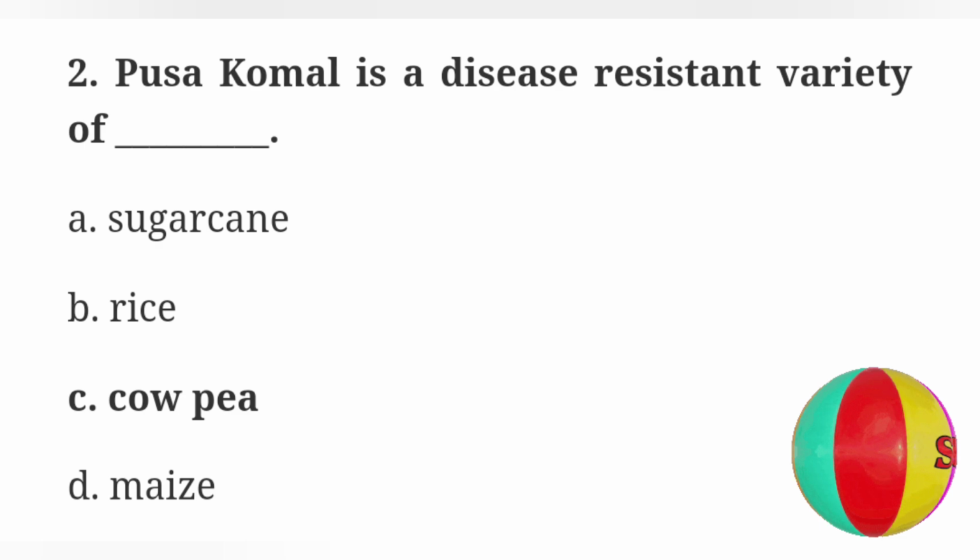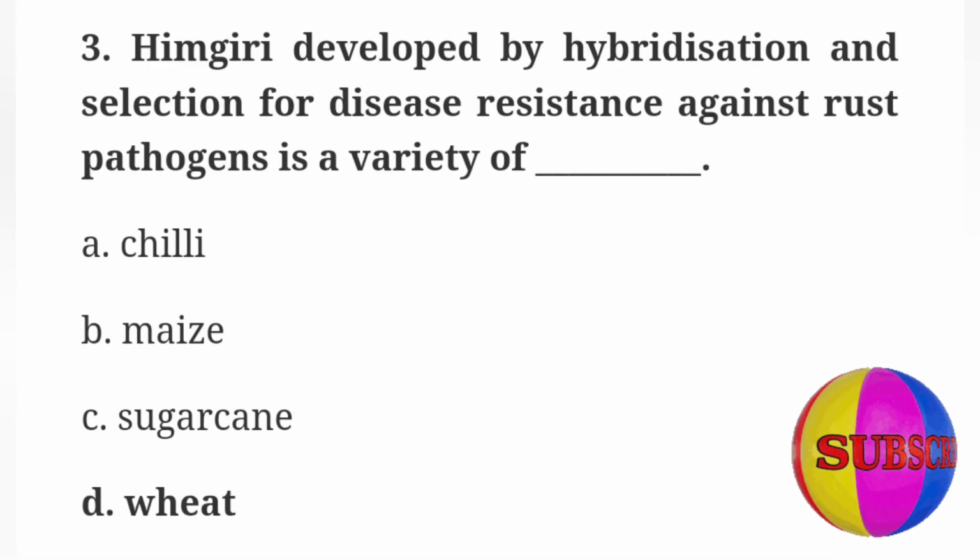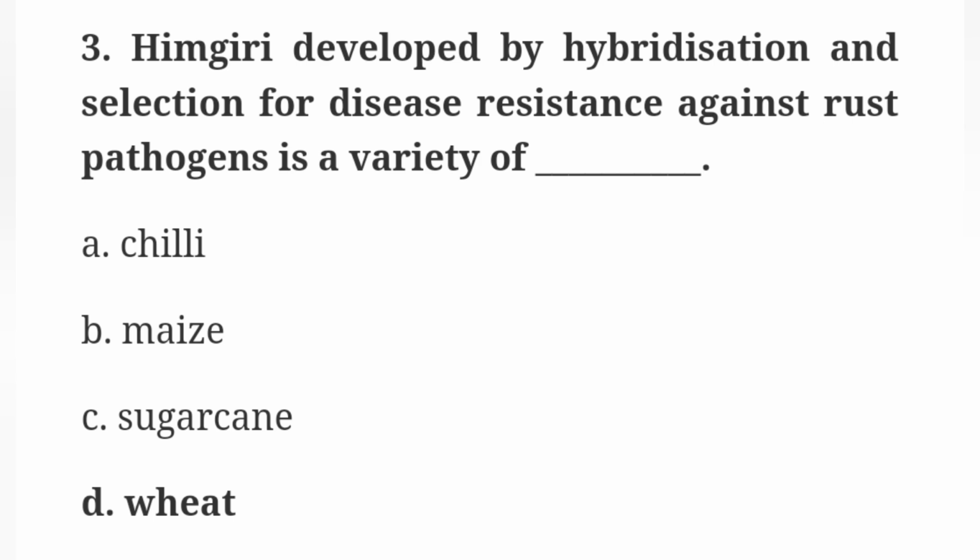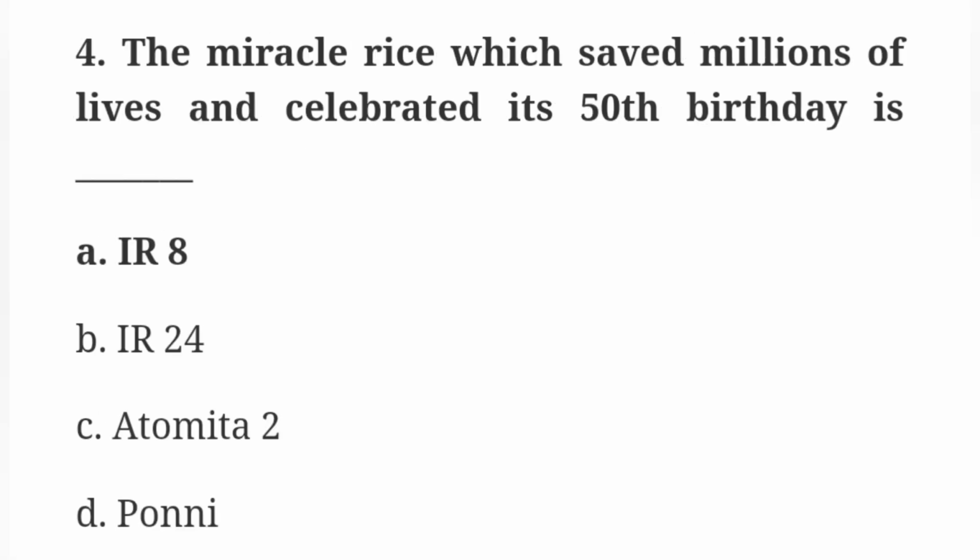Option C answer, cowpea. Third one, Himgiri developed by hybridization and selection for disease resistance against rust pathogens is a variety of dash. Option D answer, wheat. Fourth one, the miracle rice which saved millions of lives and celebrated its 50th birthday is dash.